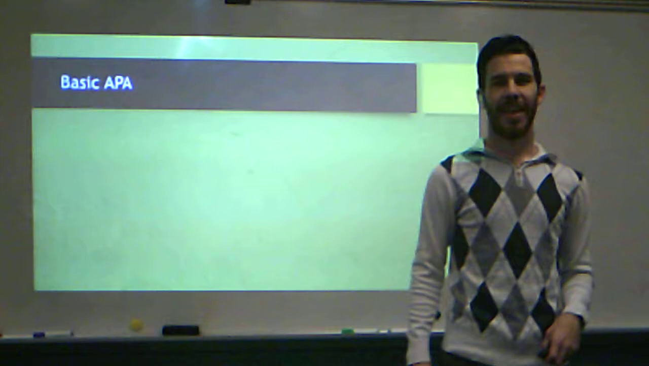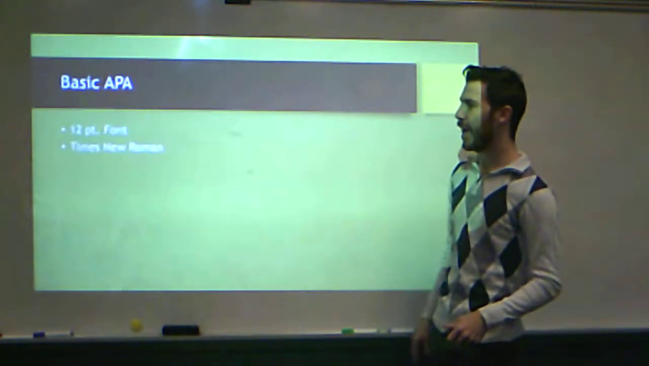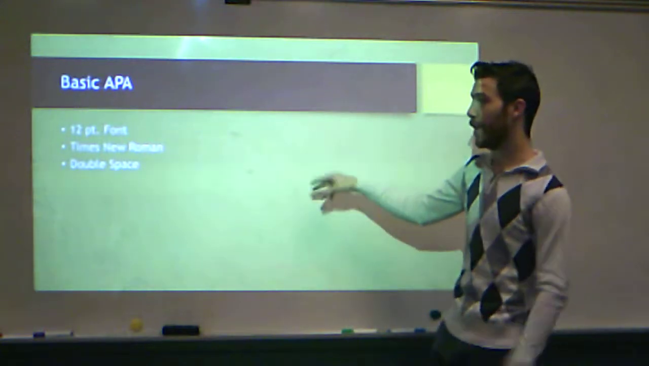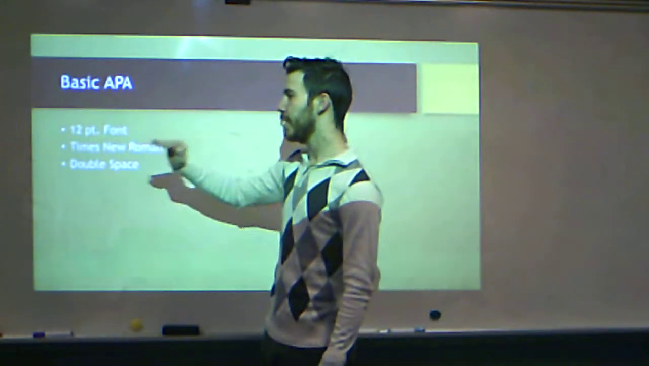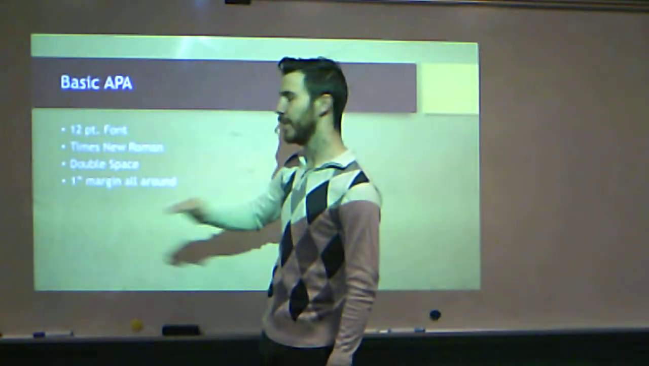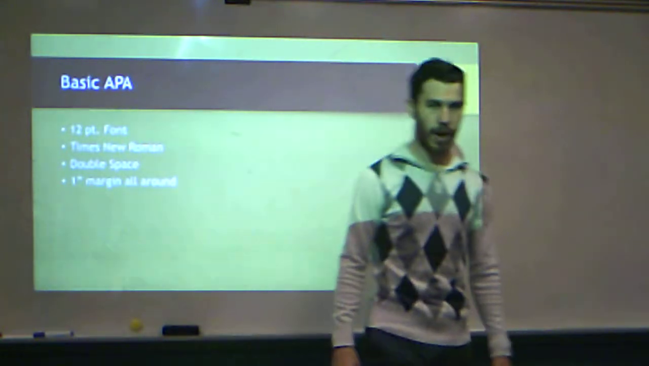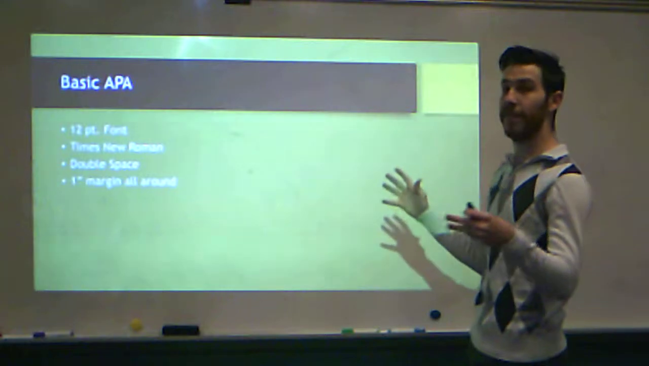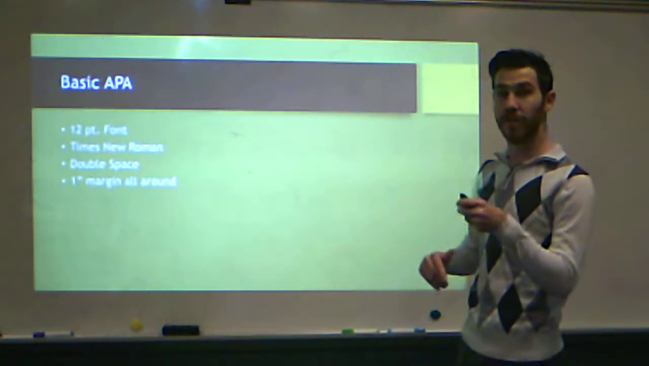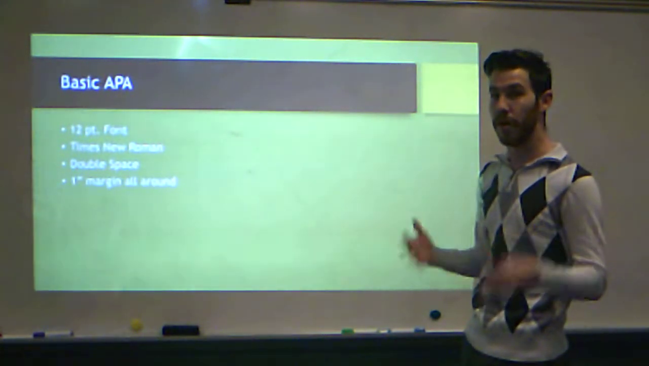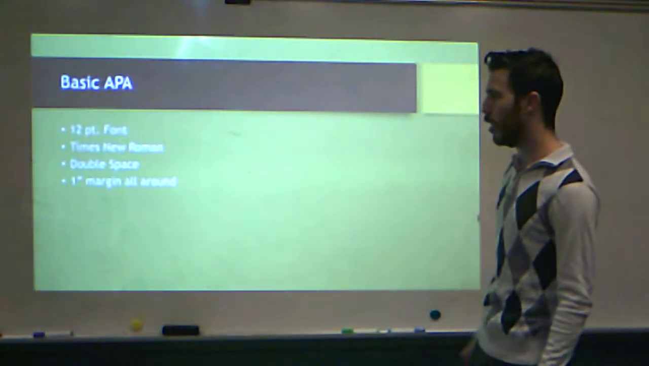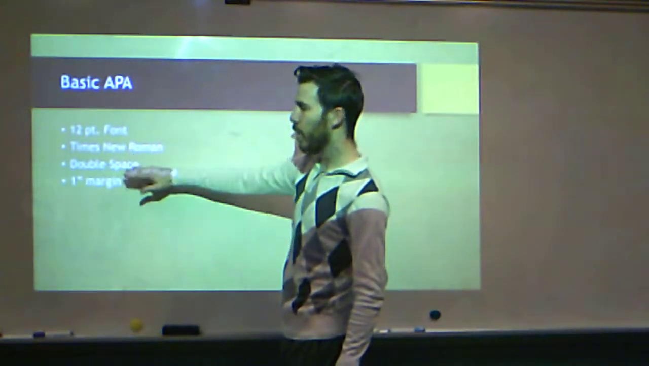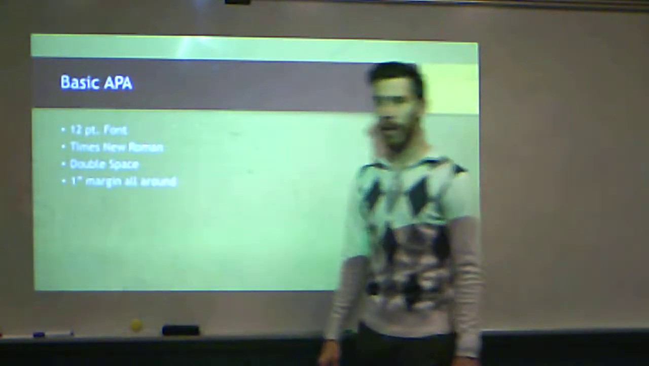Here we go. Now first, basic APA. These are the items that you need to do APA correctly: 12-point font, Times New Roman, double space, 1-inch margin all the way around. Now in the other video, I show you how to do all of this. So you can look, and I give you tricks of the trade of how to use Microsoft Word to actually adjust these and do all of that. Okay, so again, 12-point font, Times New Roman, double space, 1-inch margin all the way around.